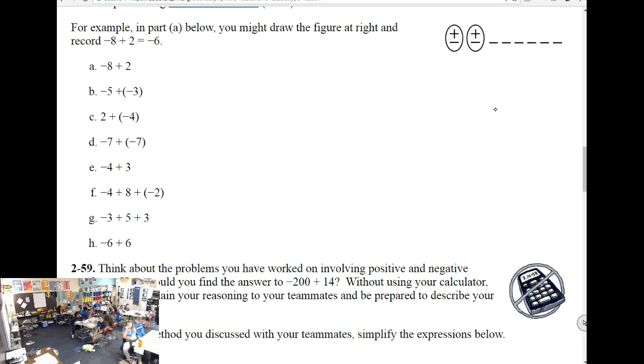Those are little chips that I have that are yellow and red. Red would normally mean negative in math, and whatever other color would just mean positive. So work with your team to try to bust through A through H of just grouping positives and negatives, and have that idea in your head of making 0.